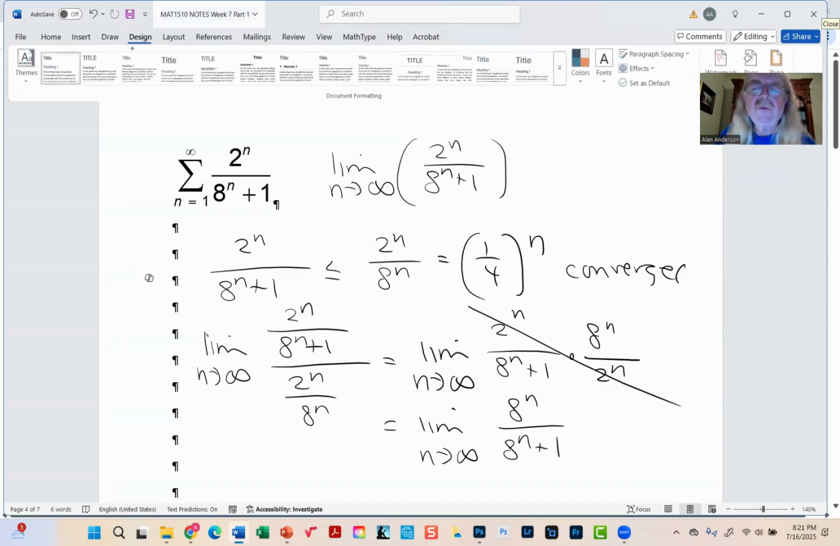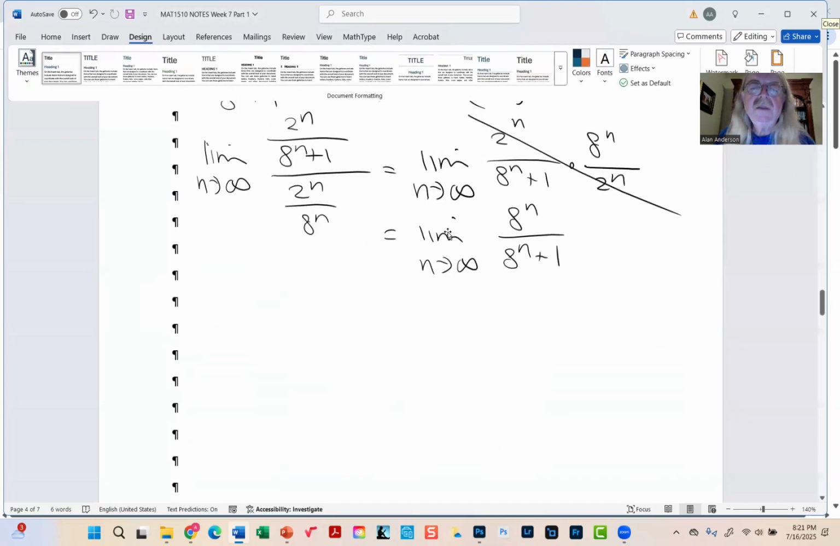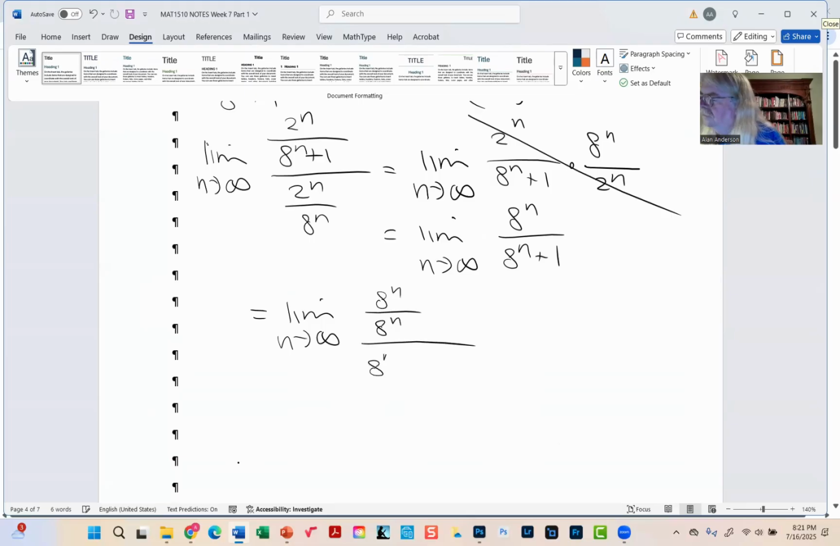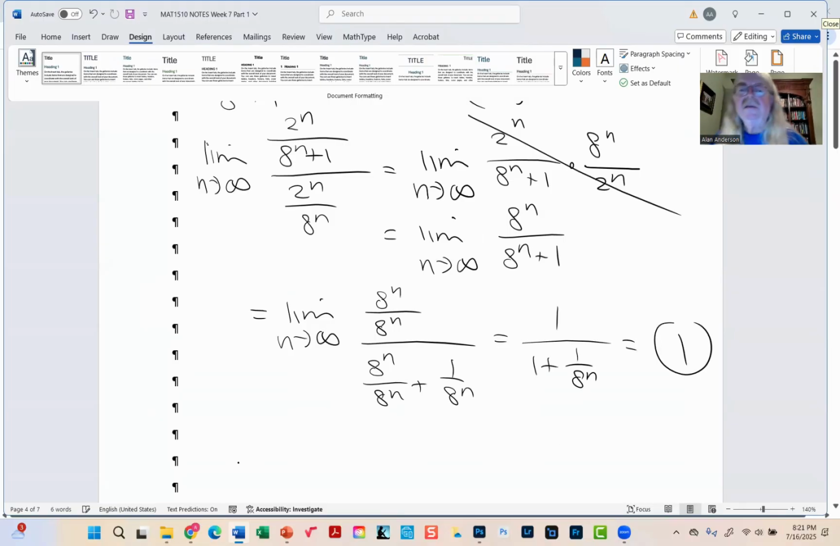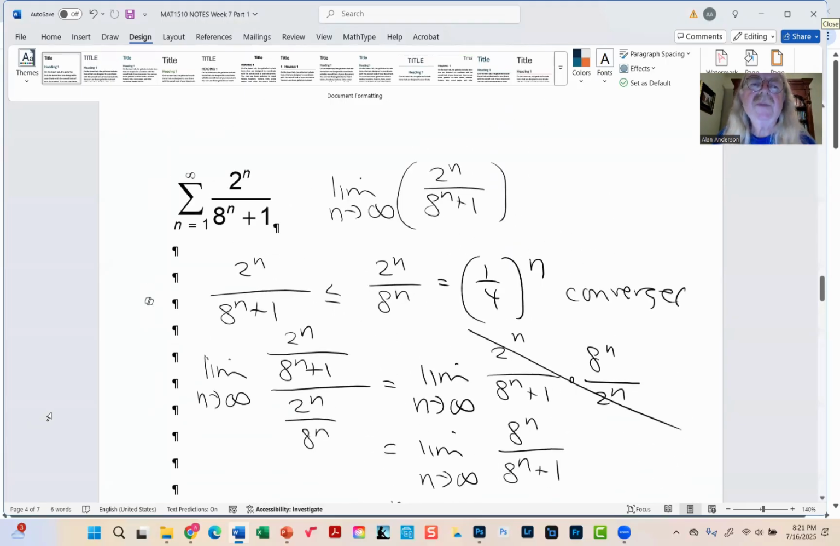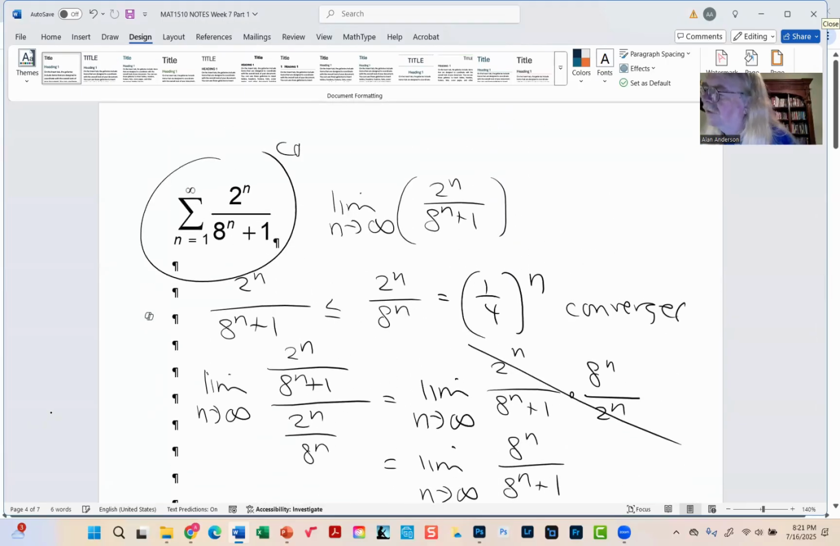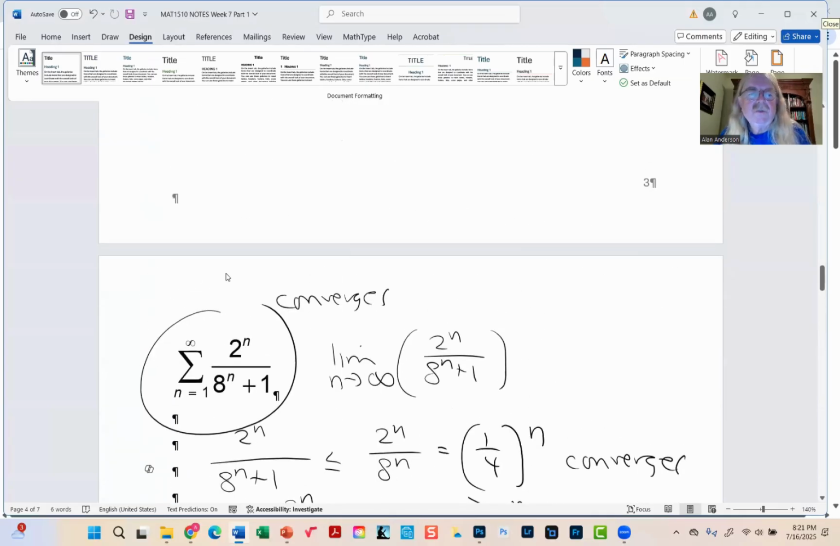So if I divide everything through by 8 to the n, okay, so in other words, this just says that this one converges. All right, so that was knowledge check number 1.